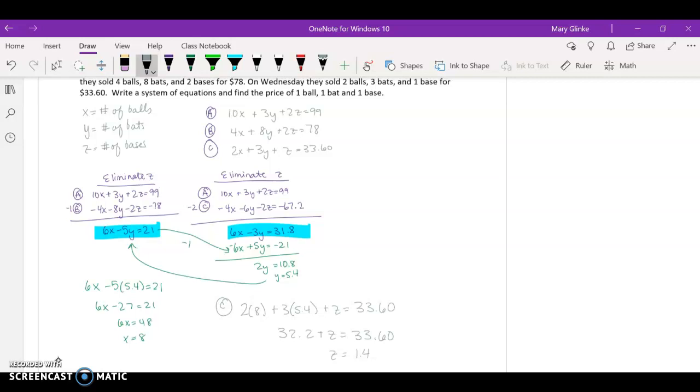So what we would do then is if we wanted to go back and answer this specific question, all of those together, you'd have 8 plus 5.40 plus 1.40, and so all of those together would equal $14.80 for one of each.